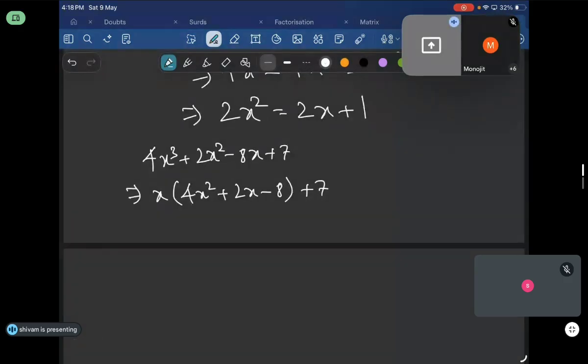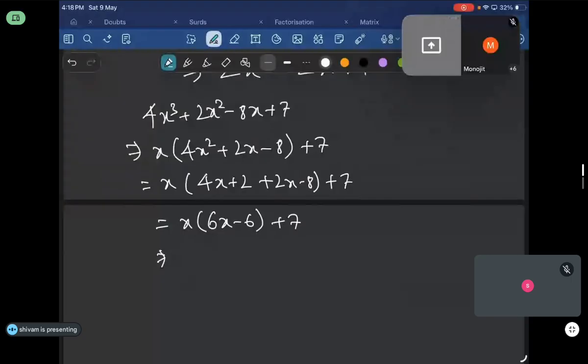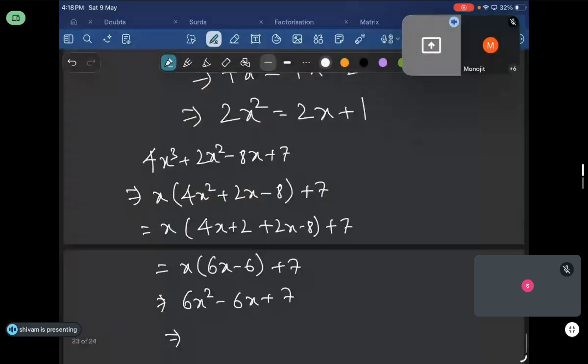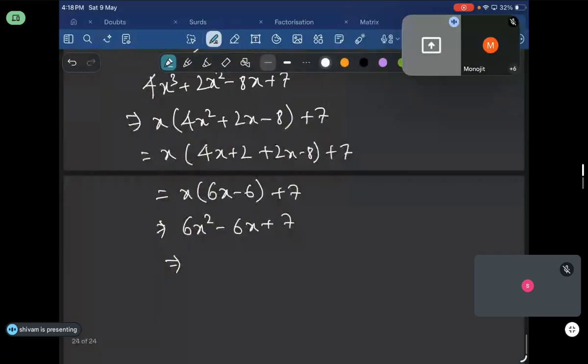Right, so substitute. We'll get x into (4x plus 2 plus 2x minus 8) plus 7. This will become x into (6x minus 6) plus 7. Now when you open the brackets, 6x square minus 6x plus 7. Now we know 2x square is equal to 2x plus 1, so 6x square will be equal to 6x plus 3. So you'll get 6x plus 3 minus 6x plus 7. These two get cancelled, 3 plus 7 is 10. Done. Anyone having any doubt, you can ask me.